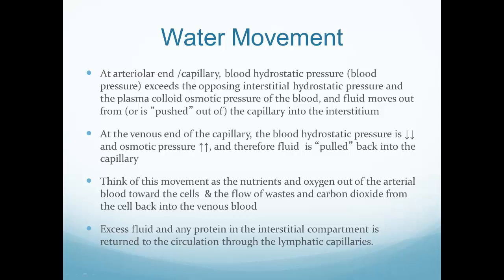Couple components here. Very busy slide. I know there's a lot of stuff going on here. But basically we have the arterial end of the capillary and the venous end of the capillary. At the arterial end of the capillary, we're delivering our nutrients to those tissues. On the venous end, we're starting to pull those waste products out of the tissues and take them back and get rid of them. Any excess fluid or protein that happens to be sitting around in the interstitial compartment will be returned to the lymphatic system, and the lymphatic system then drains that fluid back into the central circulation.